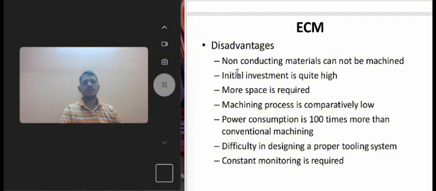Disadvantages: non-conducting materials cannot be machined. Consumption of power is nearly 100 times more than in turning or milling of steel. Machining process is comparatively slow. Initial investment is quite high. More space is required. To vary the tool feed rate and supply of electrolyte, constant monitoring is needed. Difficulty in designing a proper tooling system.